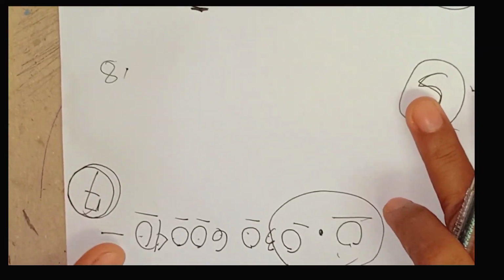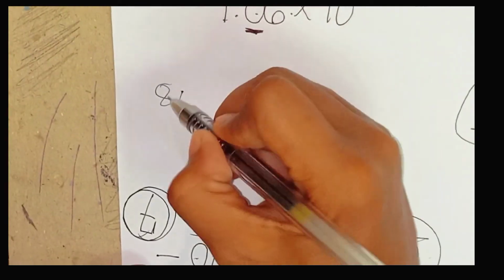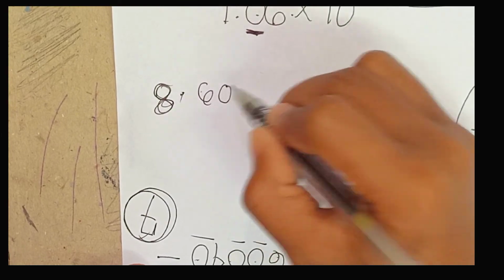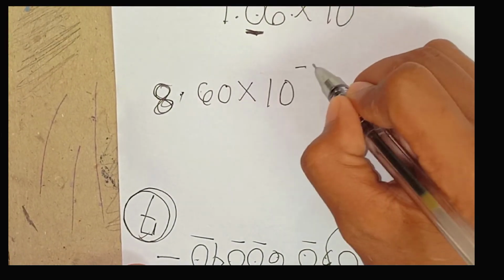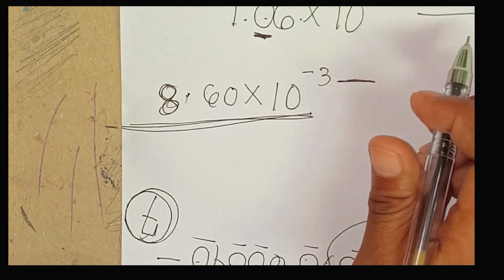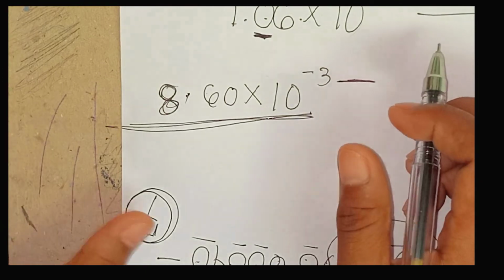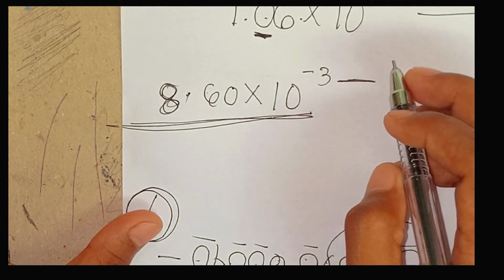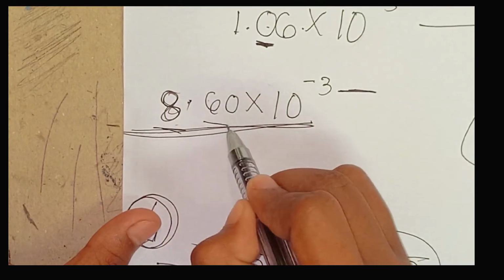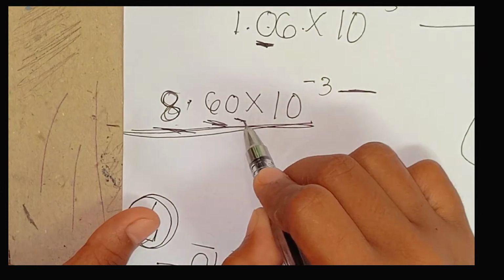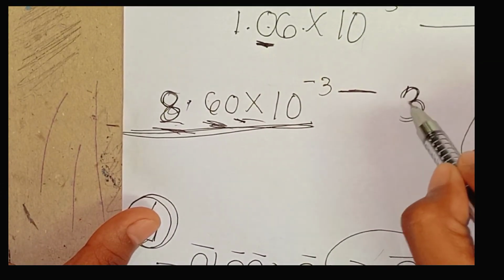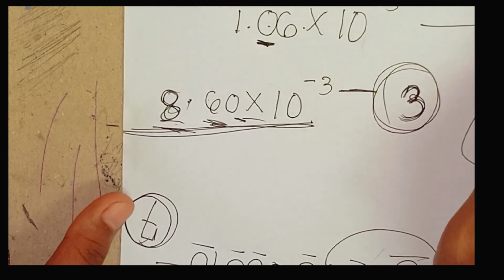And finally, how about 8.60 times 10 raised to the power of negative 3? How many significant figures will it have? All three numbers of this part, 1, 2, 3, are significant figures. So here we have 3 significant figures in this example.